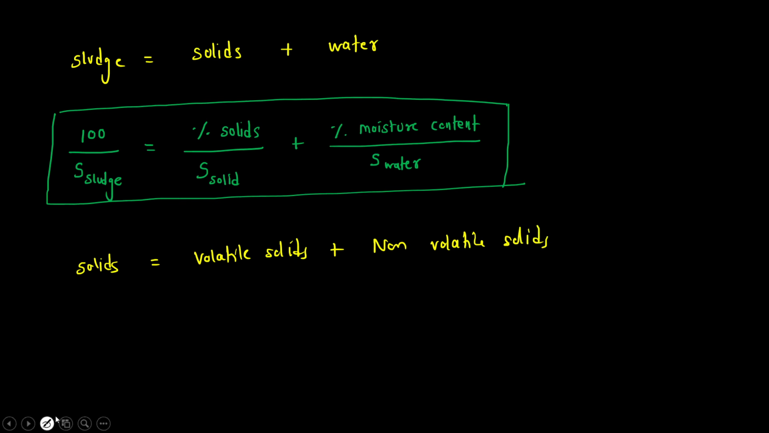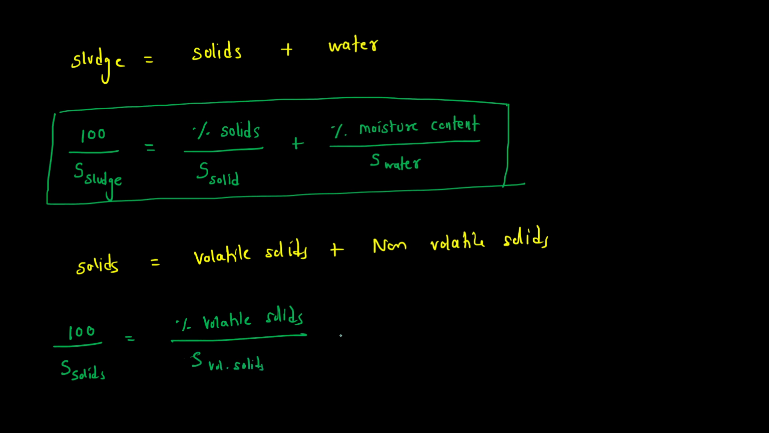Okay, so if you want to write it in terms of percentage, then we will write it as 100 divided by specific gravity of solids is equal to percentage of volatile solids divided by specific gravity of volatile solids plus percentage of non-volatile solids divided by specific gravity of non-volatile solids. So this is the second equation.